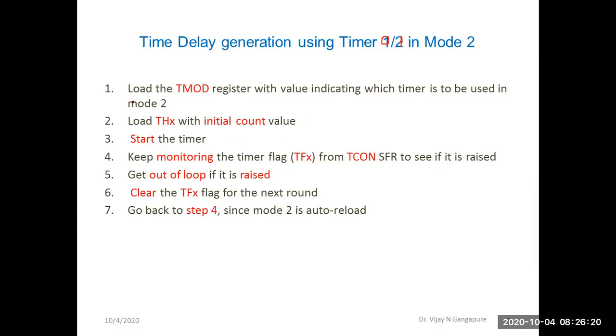First, load the TMOD register with the value indicating which timer is to be used in mode 2. That means either we are going to use timer 0 or timer 1 in mode 2, and according to that we have to load the TMOD register with a proper value. Then step 2 is to load THX with the initial count value. That depends on how much time delay you want to generate, and that value you have to load into THX.